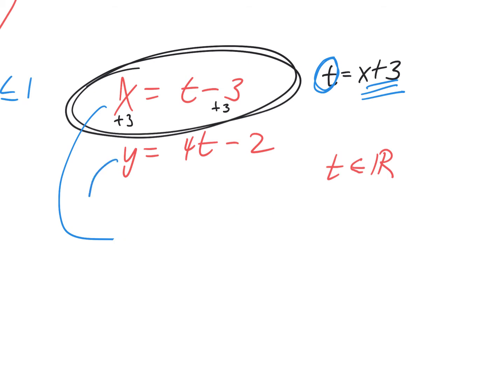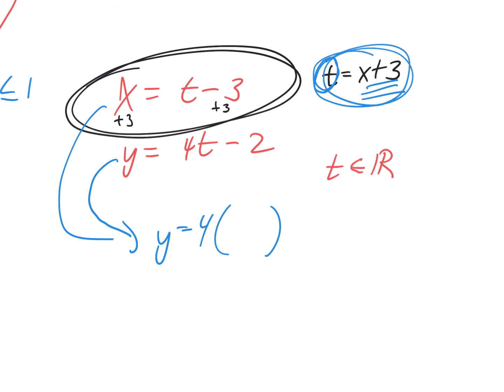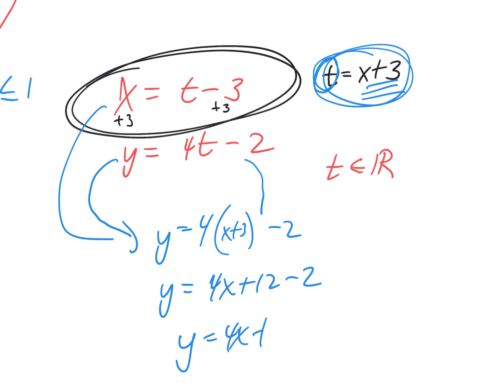You take this one and you say, okay, I'm going to take this y and go y is equal to 4, and instead of t, I'm going to put x plus 3, and then minus 2. Oops, I put my parentheses wrong. Okay, and then I have y is equal to 4x plus 12 minus 2. y is equal to 4x plus 10. But what's x equal to?